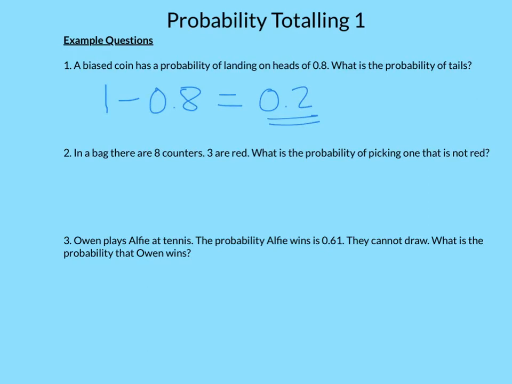So if heads is 0.8, tails would be 0.2. If heads were 0.8, tails would be 0.2. These two numbers, the probability of heads and the probability of tails, add up to 1.